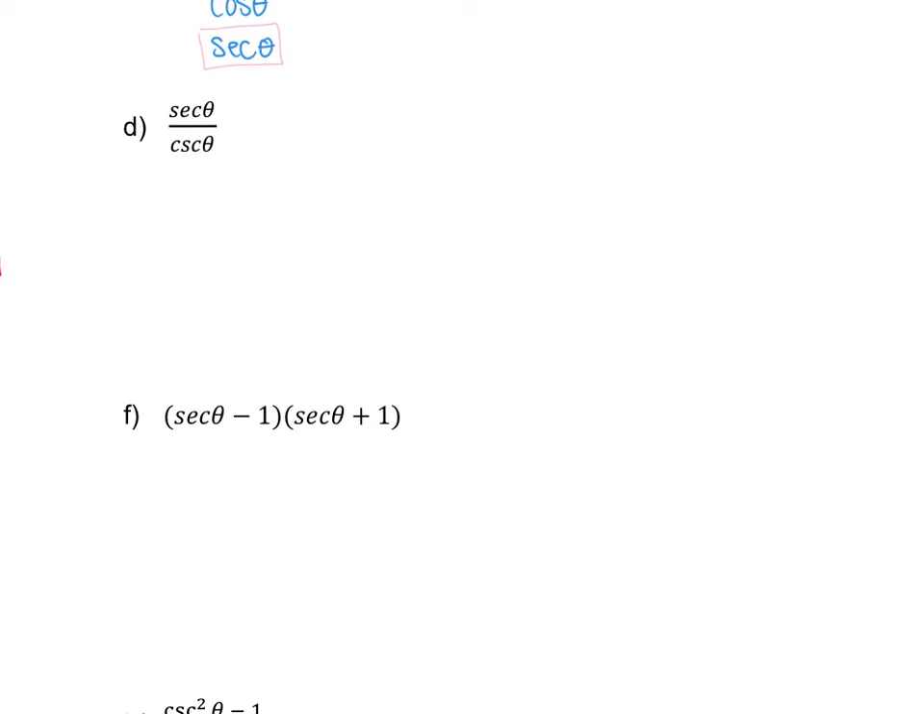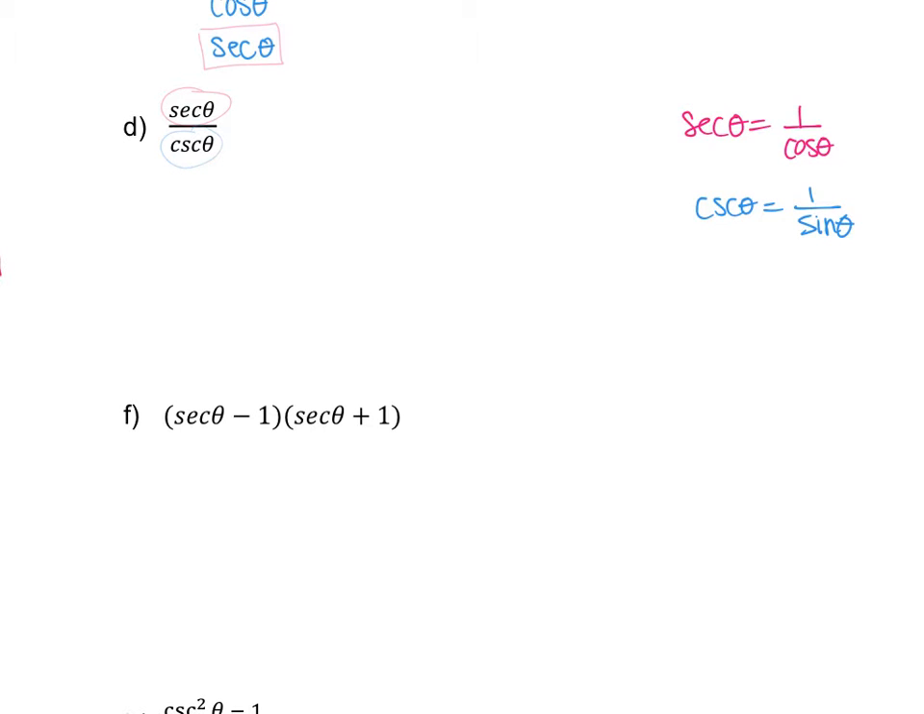So for part D, we have secant over cosecant. So first off, I'm thinking, okay, I'm dividing these two, but let's utilize that skill that we just learned to manipulate secant and cosecant so that it's in terms of sine and cosine. So I know that secant is, if I just write to the side here, 1 over cosine. And I know that cosecant is 1 over sine, right?